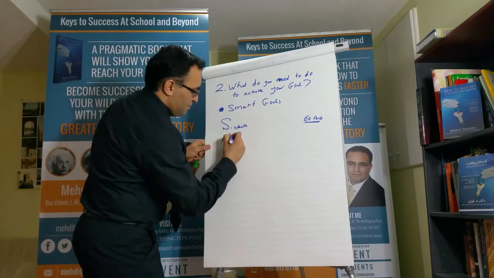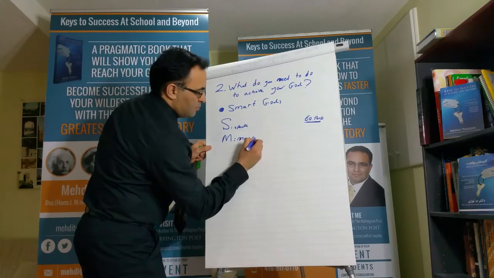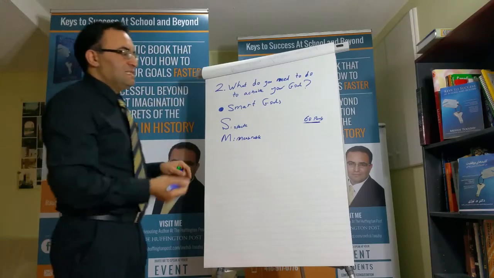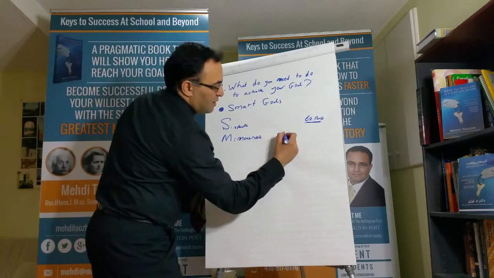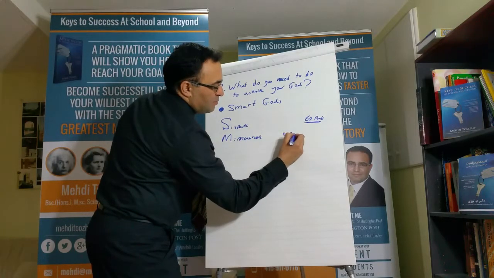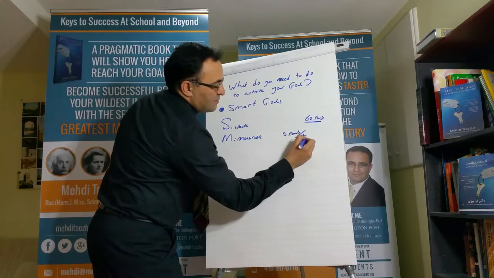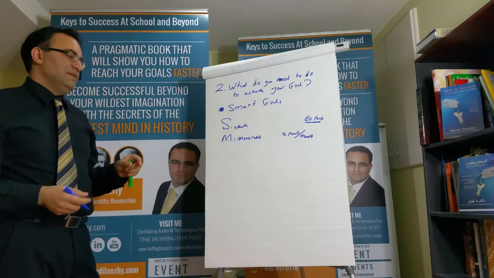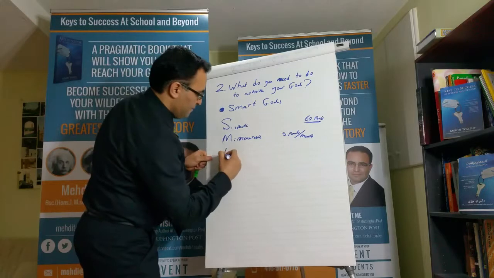And M is for measurable. A goal that's measurable. In this case, if we take the example of losing weight, 60 pounds, we could say, okay, I can measure it, by saying 5 pounds per month, as I showed you before. You can break it down into many steps.